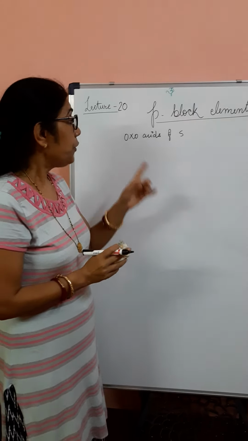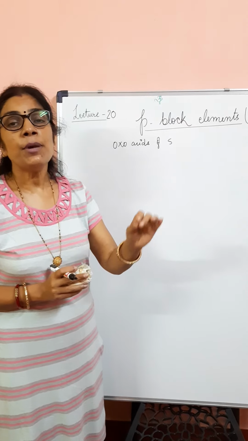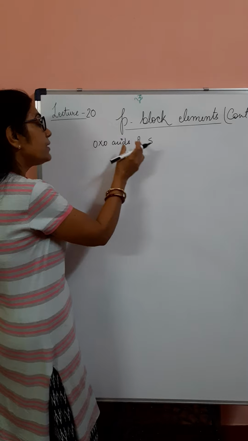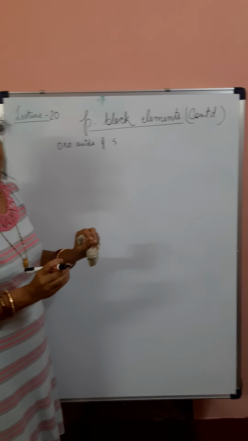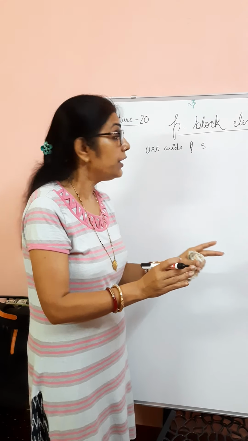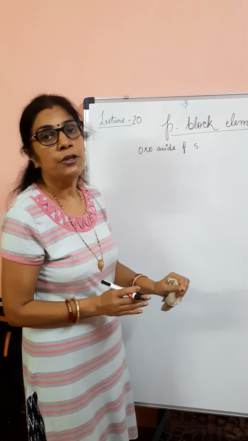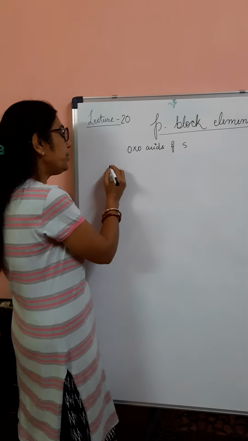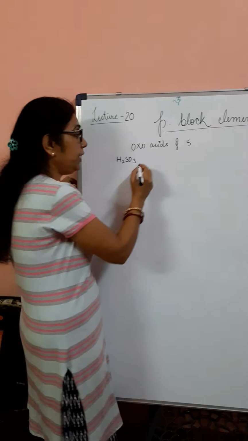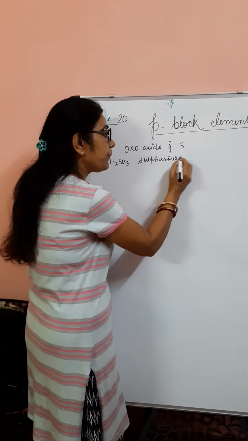As you all know, oxo acids means the acids in which replaceable hydrogen is attached with oxygen. So sulfur has got many oxo acids which are not stable even, which cannot be isolated easily. Out of them, some of the oxo acids which are most frequently used and are important, I am going to discuss them. So H2SO3, this is known as sulfurous acid.